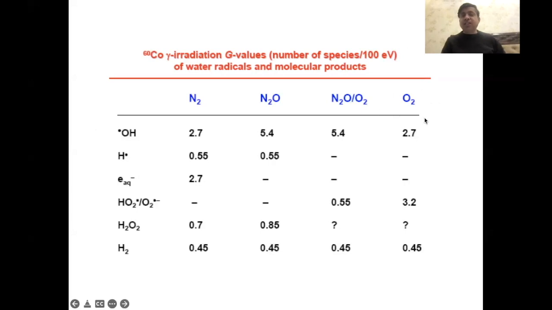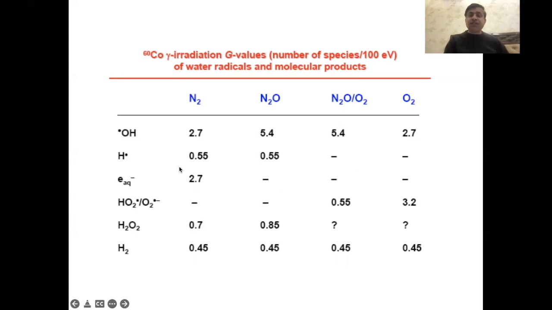But in presence of oxygen, again the hydroxyl radical remains significantly high as compared to others. But in that case, the superoxyl radical G value is also enhanced and almost equivalent to the hydroxyl radical value. So the conclusion we can derive from this typical experiment is that in the absence of oxygen, the hydroxyl radical is the most notorious one, and it remains a major source of radical generation. But with the presence of oxygen, other species come into a dominant role, which are the hydroperoxyl radical and the superoxyl radical.